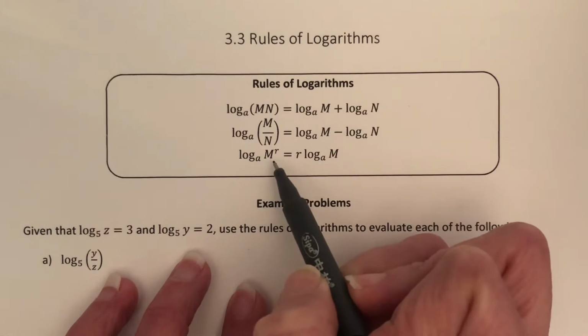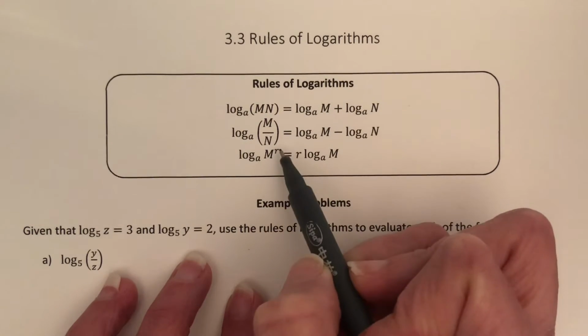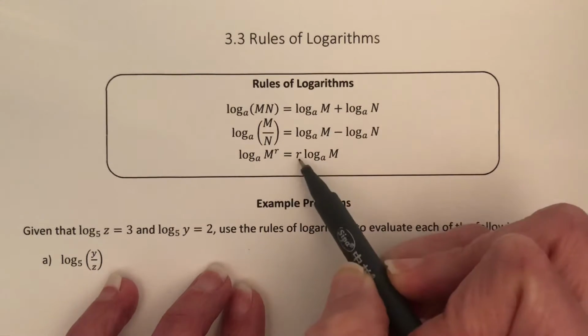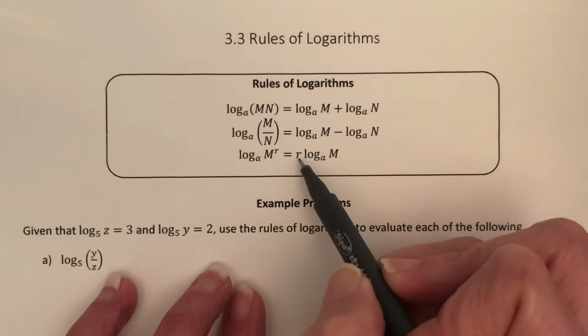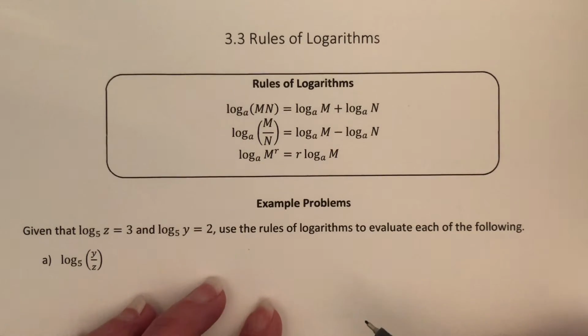Our third rule says that if your argument is raised to a power, then you can take that exponent and move it to the front of the logarithm. So this r moves to the front. And of course, you can also take a number in front and move it up to become an exponent of your logarithm.